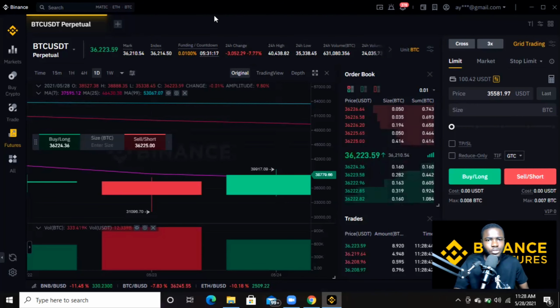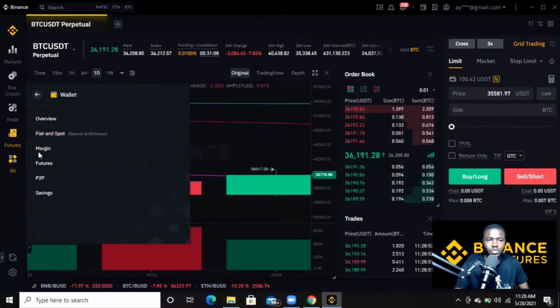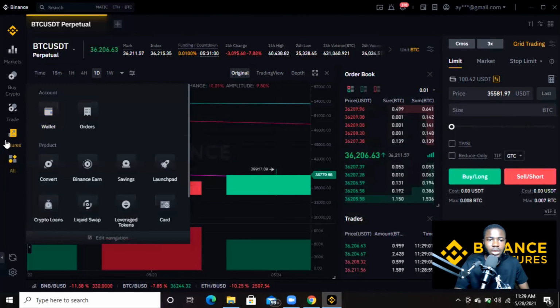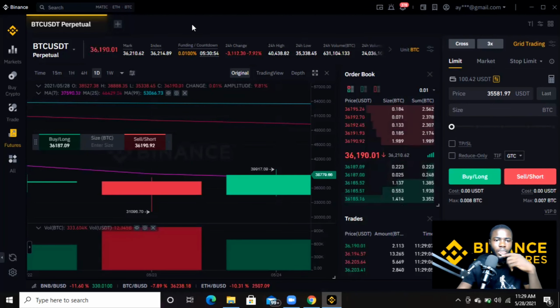So, just some easy navigation. You can see right here, you can come to futures. Right here, you can check your wallet and you can select which wallet you want to select. Like this is fiat and spot wallet, margin, futures, P2P, and savings, right? So we are using futures for this tutorial because we want to talk about futures basically.